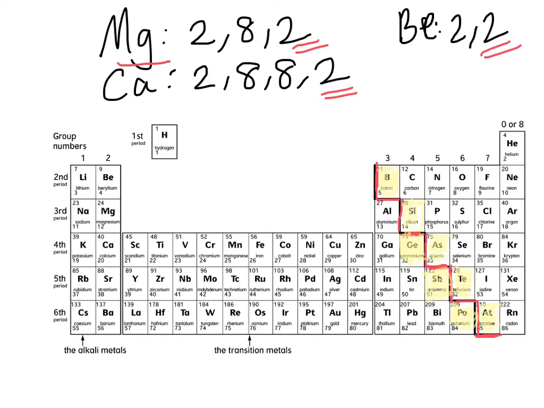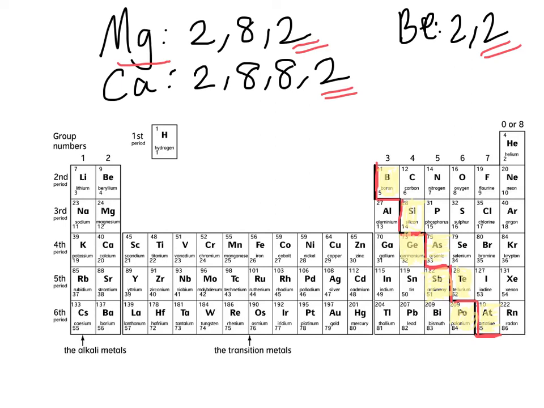It's also important to notice that beryllium, which belongs to the second period, has 2 shells, 1, 2. First shell has 2 electrons, second shell has 2 electrons. Magnesium belongs to period 3 or third period, so it has 3 shells, 1, 2, 3. Calcium belongs to fourth period, so it has to have 4 shells, 1, 2, 3, 4, and because it belongs to group number 2, it has 2 electrons on its outer shell.